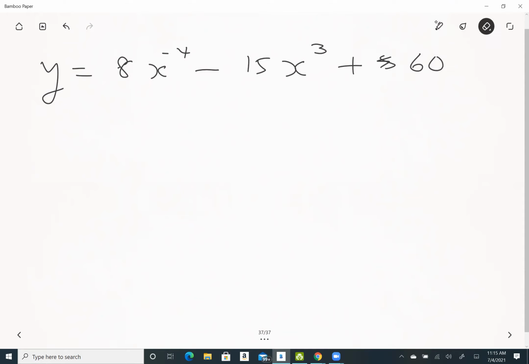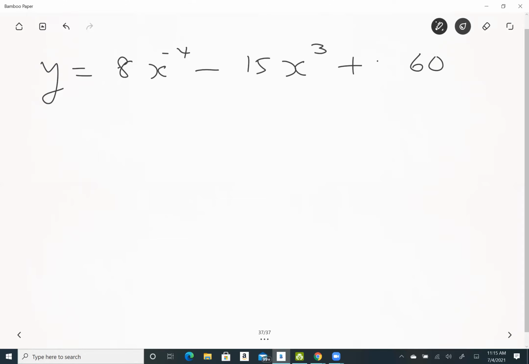Let's say I have y equal to, let's use whole numbers, easier to multiply, 8x to the power of -4 minus 15x to the power of 3 plus 60. Now take the derivative of this function.